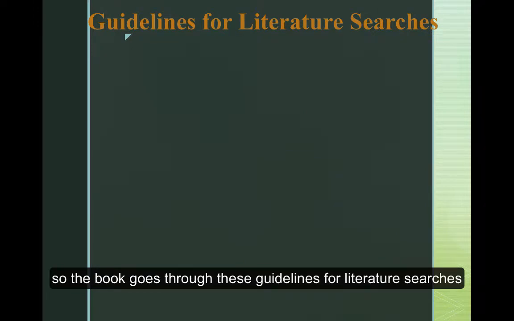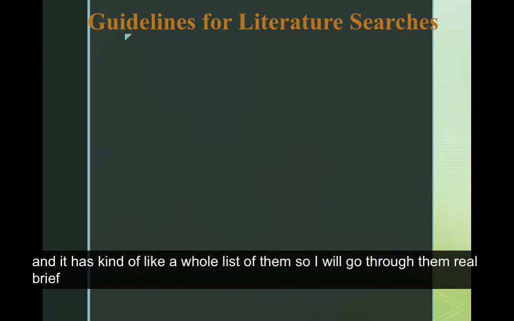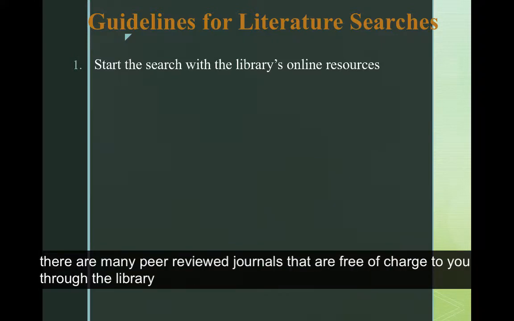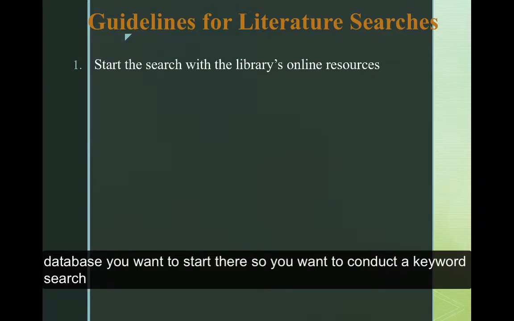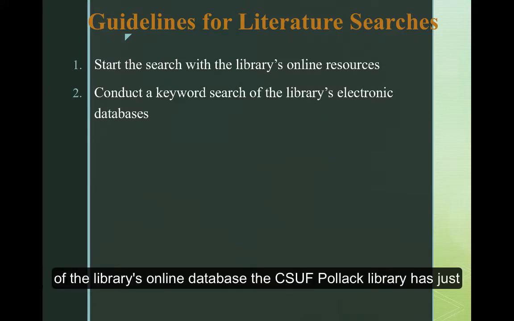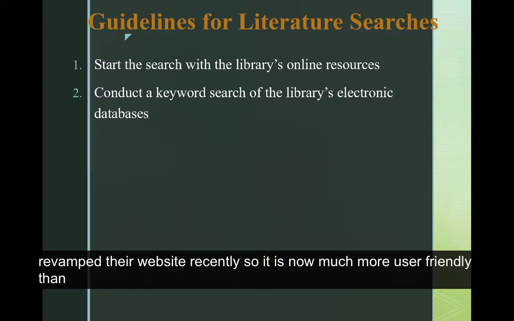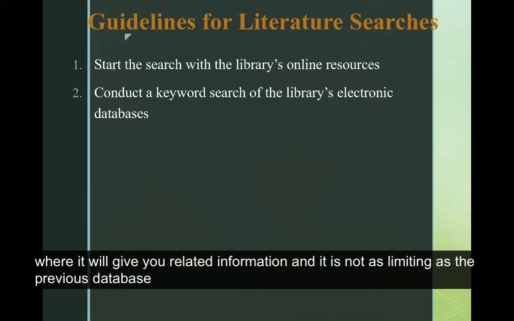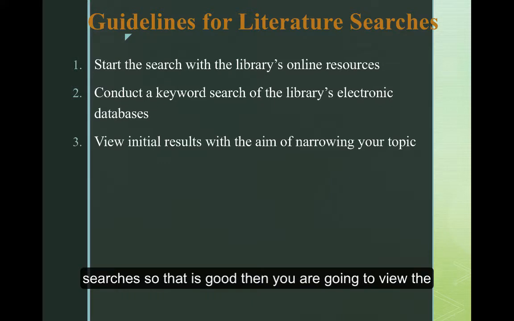So the book goes through these guidelines for literature searches, and it has a whole list of them. So I'll go through them real brief. First you want to start the search with the library's online resources. There are many peer-reviewed journals that are free of charge to you through the library database. So you want to start there. So you want to conduct a keyword search of the library's electronic database. The CSUF Pollock Library has just revamped their website recently, so it's now much more user-friendly than the previous version was. This one is much like a Google search, where it will give you related information, and it's not as limiting as the previous database searches, so that's good.